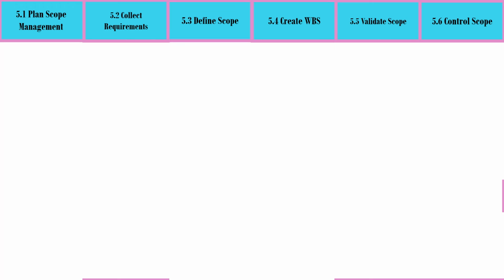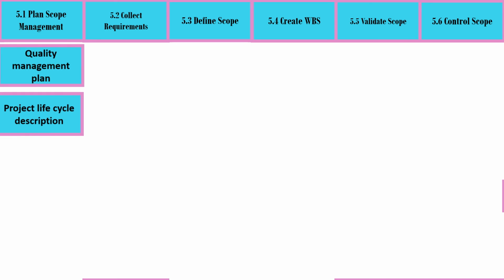We mentioned in the first slide that Project Management Plan is an input to all processes. Let us now take them one by one. Plan Scope Management has the following inputs: Quality Management Plan, Project Lifecycle Description, and Development Approach.